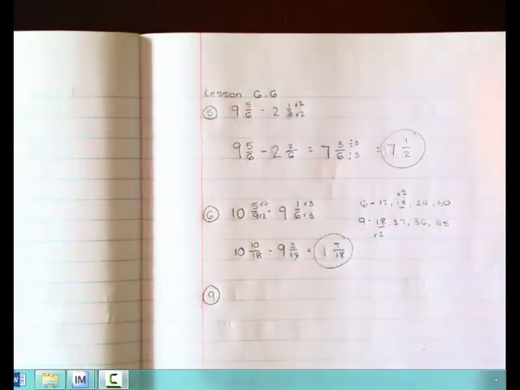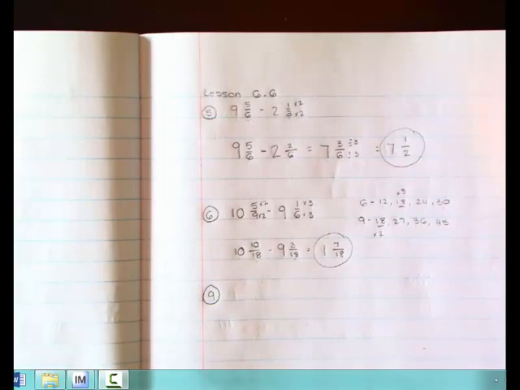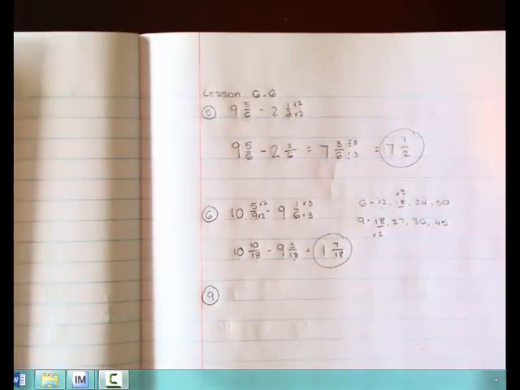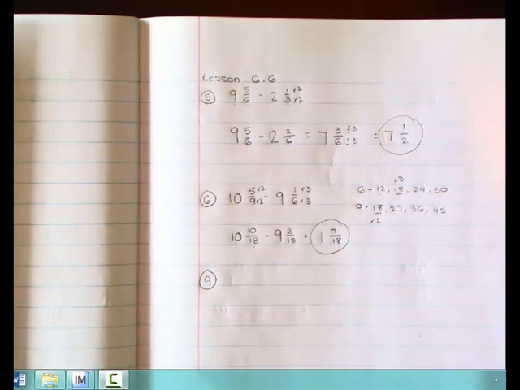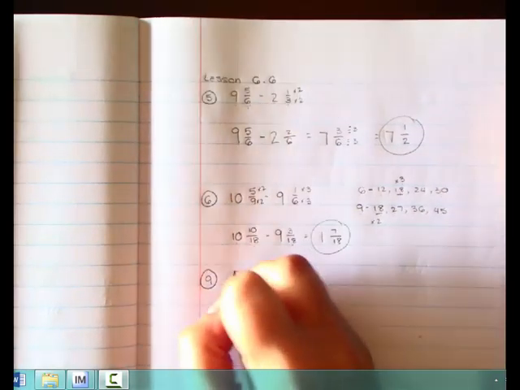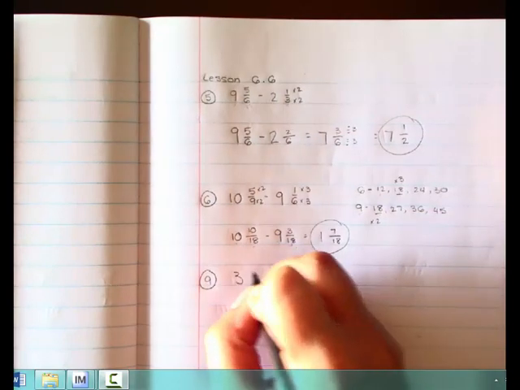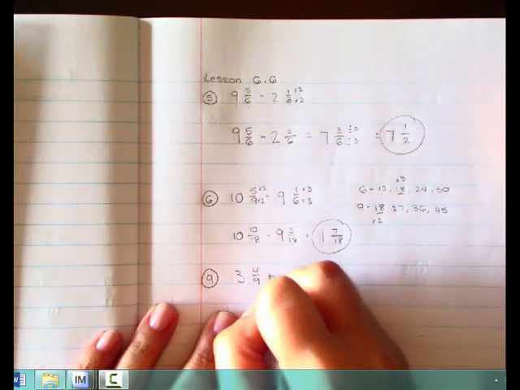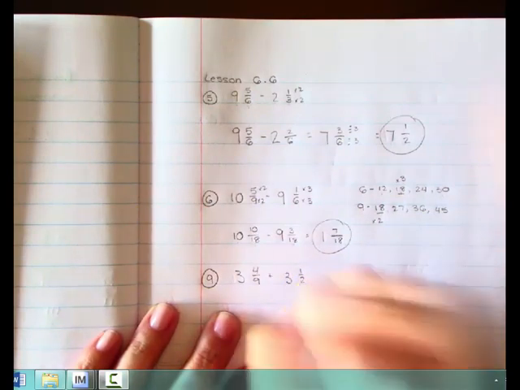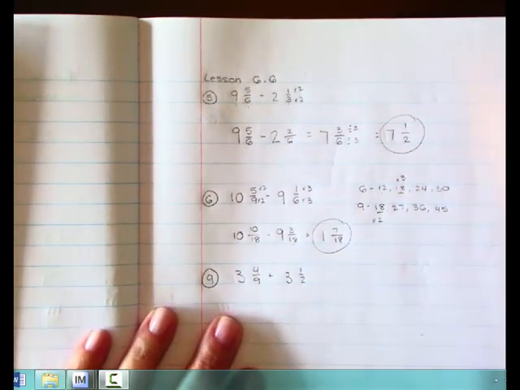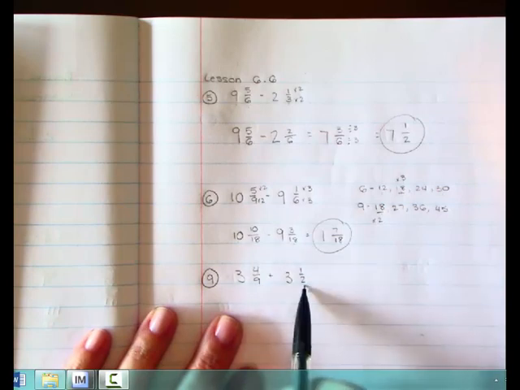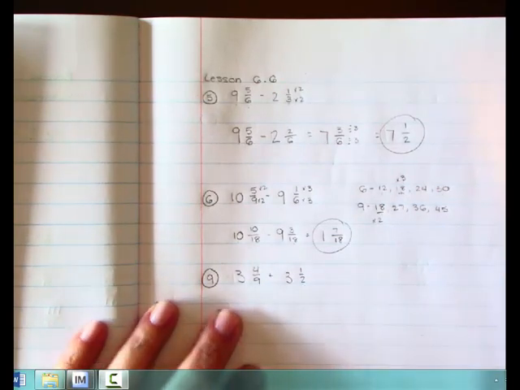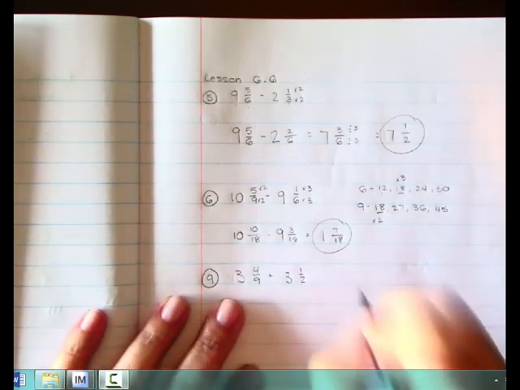Okay, so now looking at one where we need to add, you're going to do the same thing to find the common denominators. You're just obviously going to add when you get to that step instead of subtract. So let's take a look at number 9. We have 3 and 4/9 plus 3 and 1/2. Okay, so again, my denominators are different, so I need to find a common denominator.